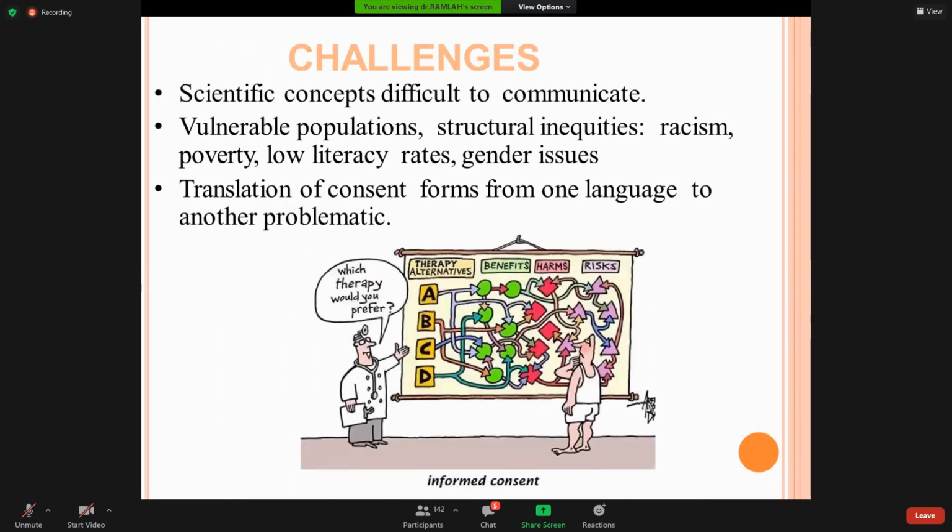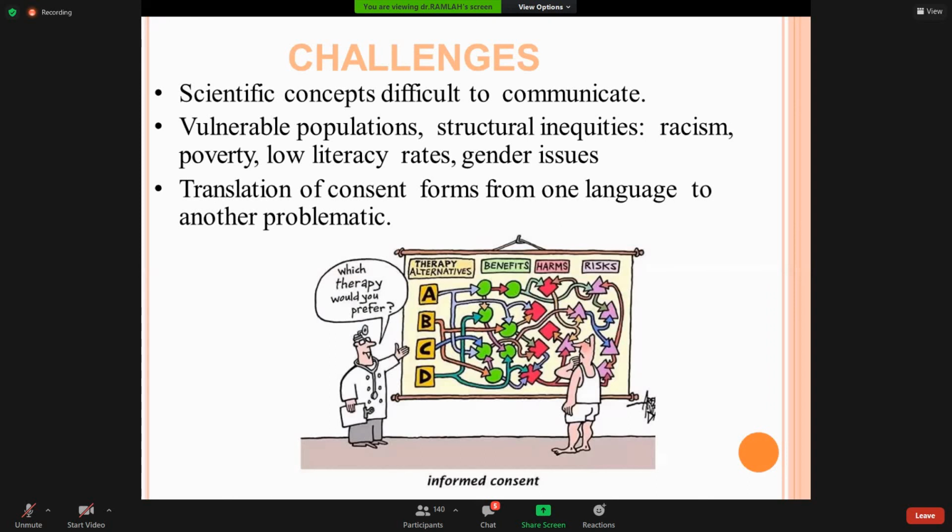So what are the challenges of consent overall? Scientific concepts are difficult to communicate. This is very true because we live in a part of the world where you cannot explain everything in a scientific way. So doctors adopt the doctrine of therapeutic privilege to protect themselves, which is not entirely right, but sometimes they have to. There are also vulnerable populations, structural inequities, racism, poverty, low literacy rates, and gender issues.